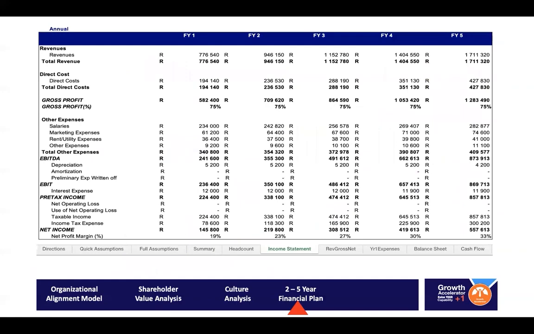We provide you with the ultimate 2 to 5 year financial plan, which is automated. It gives you directions on how to populate quick assumptions, and the system itself will completely populate the summary, headcount, income statement, gross and net revenue, year one, balance sheet, and cash flow. As you can see here in the example, a 5-year detailed financial plan will be generated just by capturing the quick assumptions.